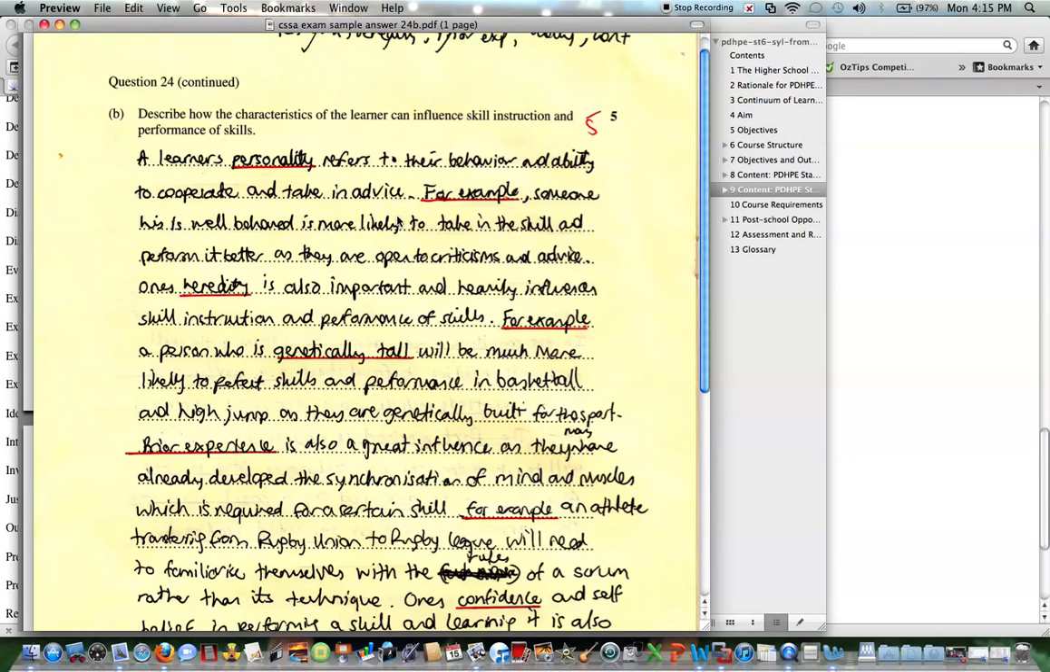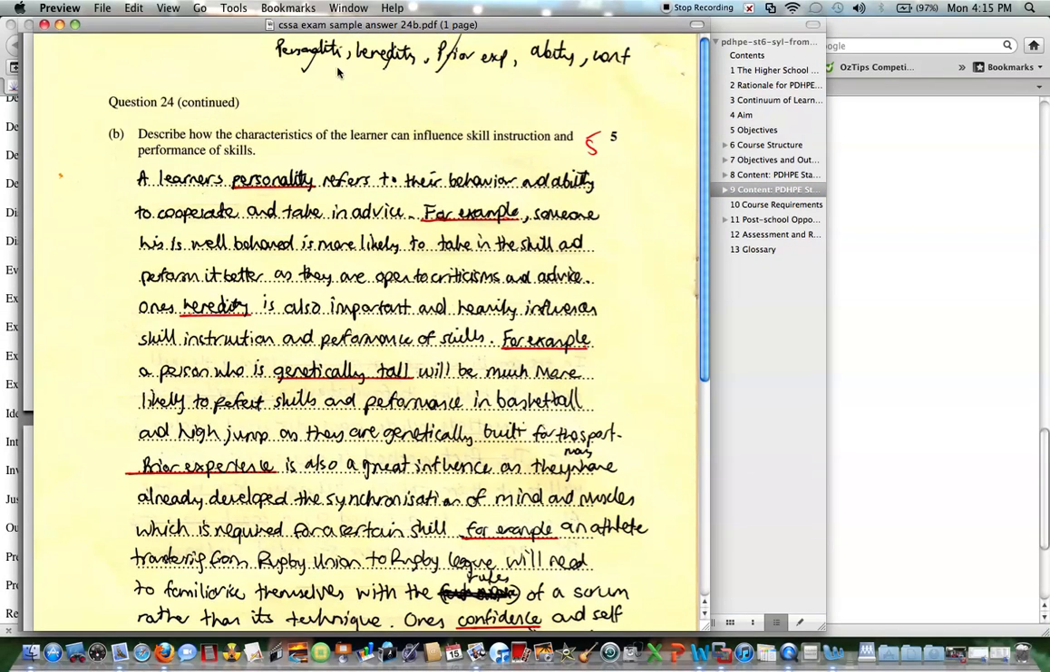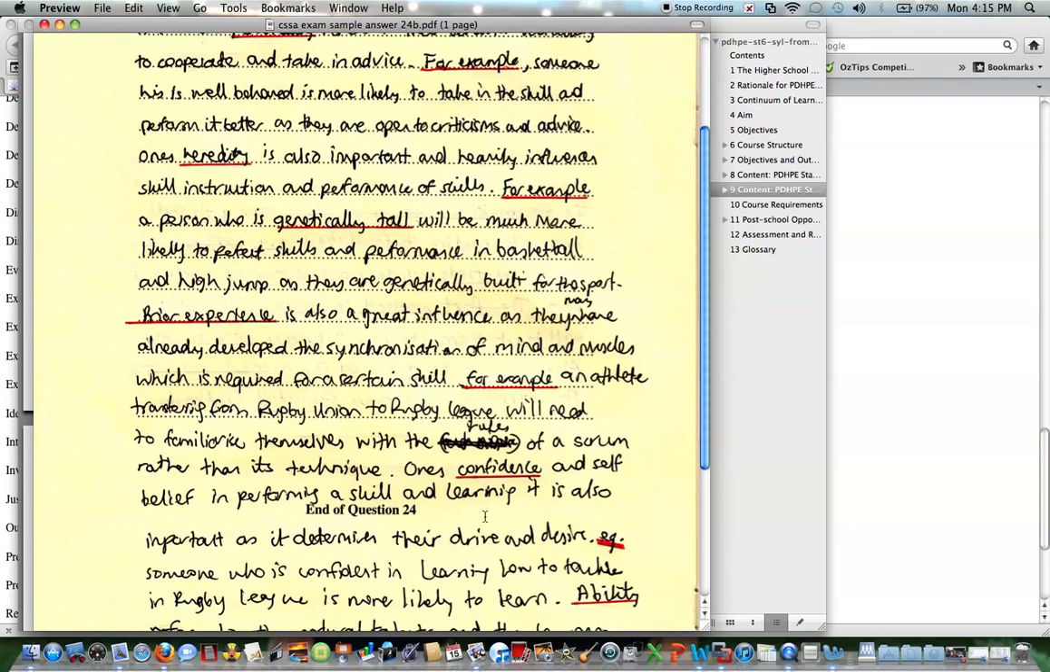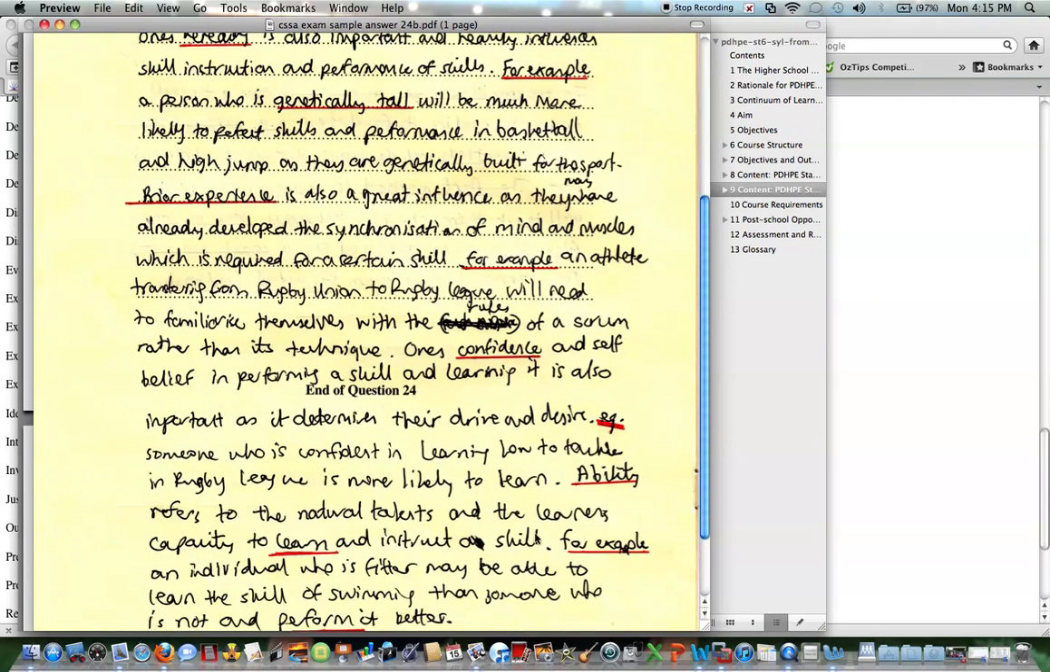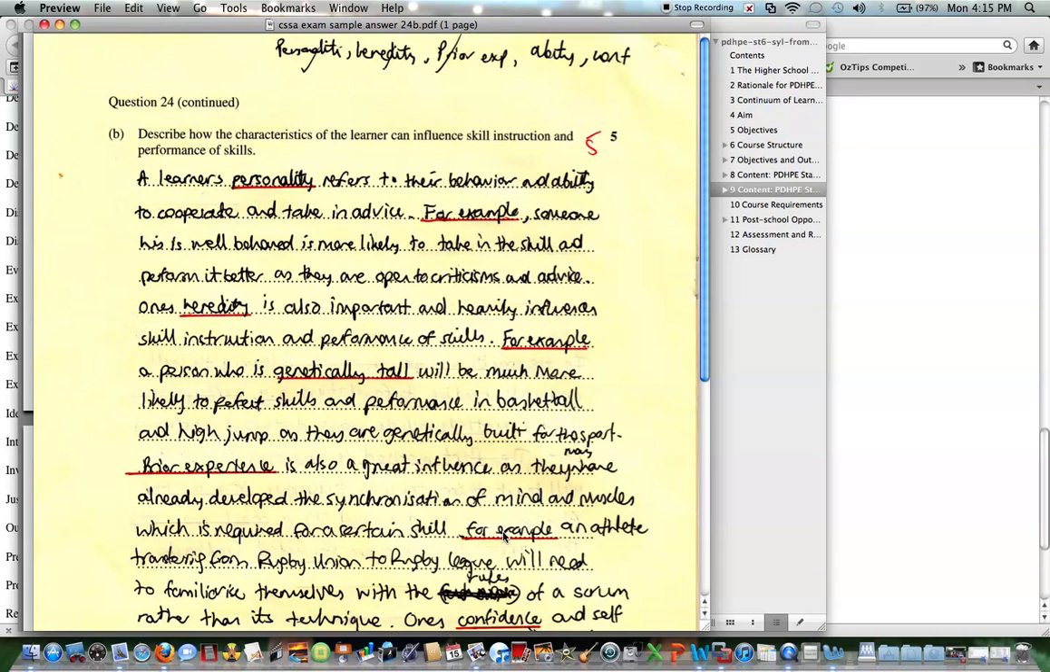My first initial thoughts on this answer is that the student's written up some of the key aspects of the characteristics of the learner up the top here from the syllabus. Going through the answer, straight away there's personality, there's an example to go with it. Hereditary, an example to go with it. Prior experience, an example. Confidence, an example. Ability, an example. So he's covered all the areas that need to be included. So that's one thing there. Also the underlining, which is outstanding, so it stands out.